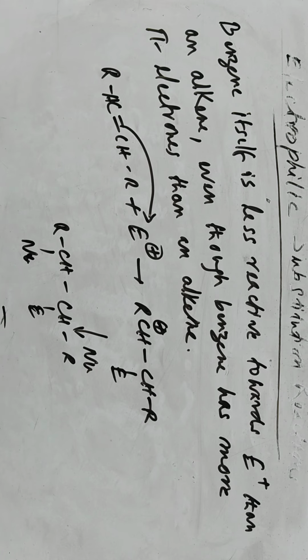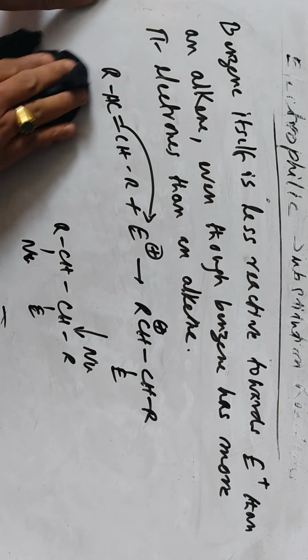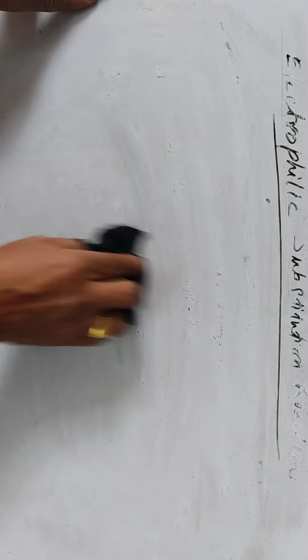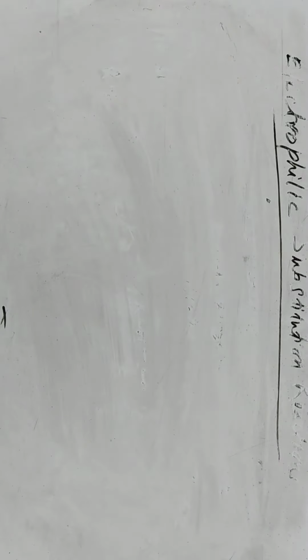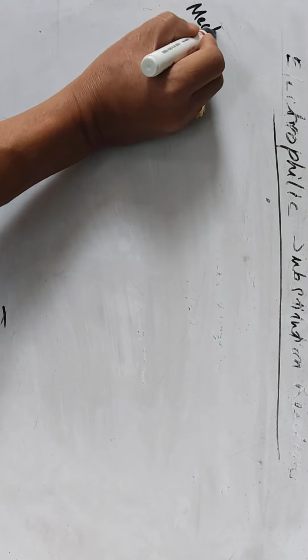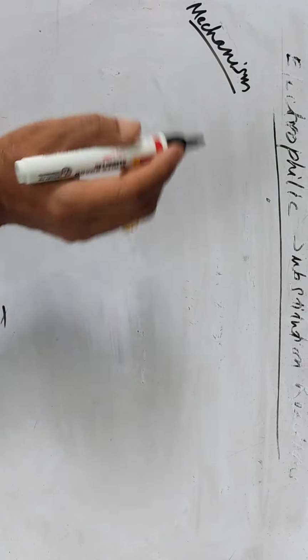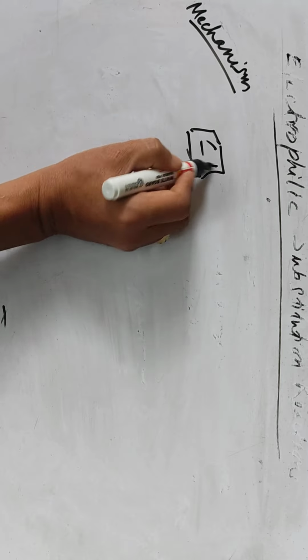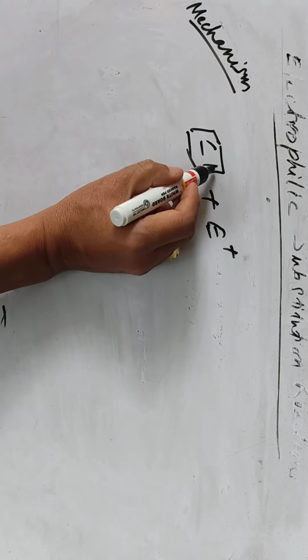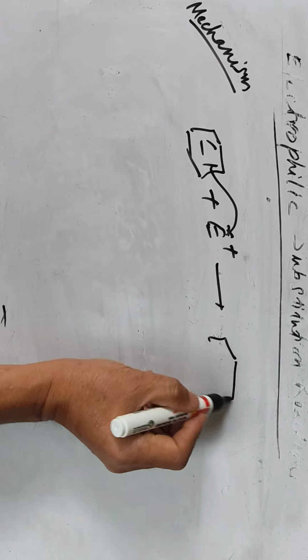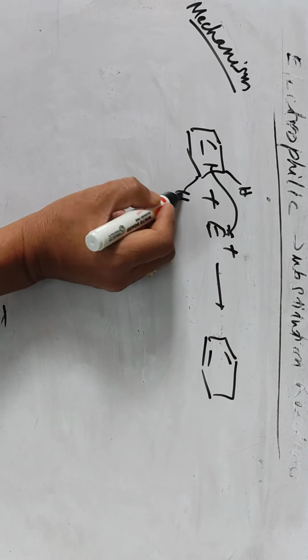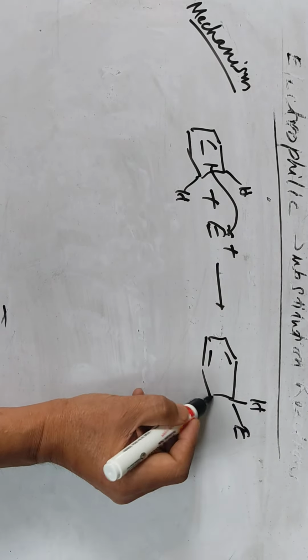Now let's look at electrophilic aromatic substitution reactions, the different types of electrophilic substitution reactions. First, the general mechanism of the electrophilic substitution reactions. The first step is the electrophilic addition. The electrophile attacks here, then a carbocation is first formed. So let's say there is a hydrogen here, and a carbocation is formed.